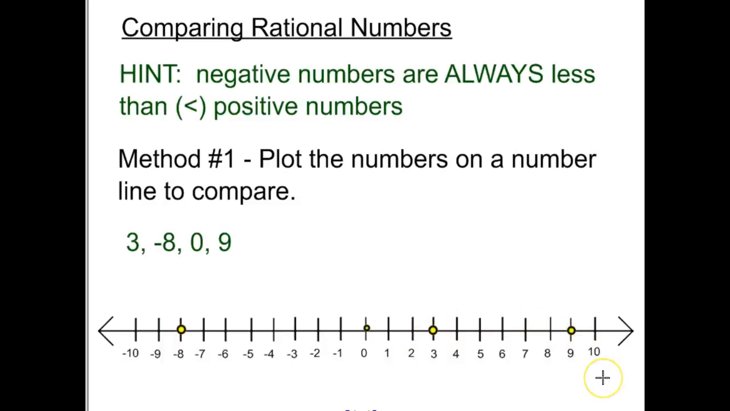So if we had to put the numbers in order from least to greatest, we would say -8, 0, 3, and 9. If we had to put them in order from greatest to least, we would start with our 9, and we would say 9, 3, 0, and -8.